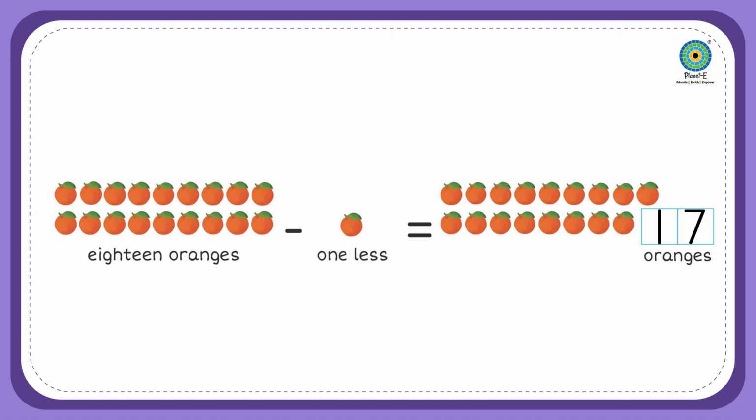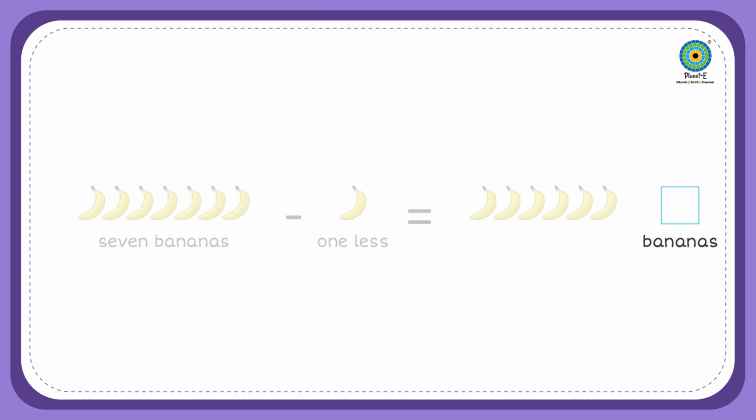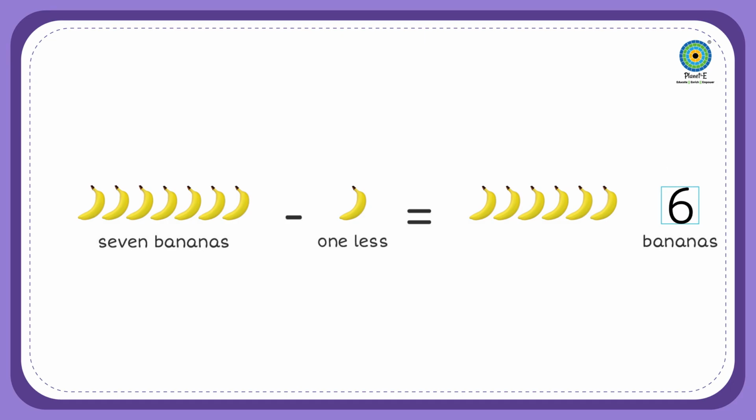Now let us first count how many bananas we have. 1, 2, 3, 4, 5, 6, 7. 7 bananas minus 1 less equals 2. 1, 2, 3, 4, 5, 6. Total 6 bananas. So if we have 7 bananas and we take away 1 banana from it, it will become 6 bananas in all.